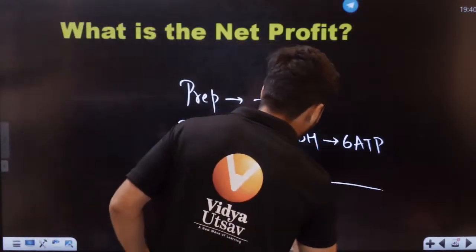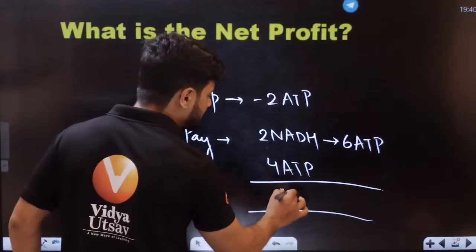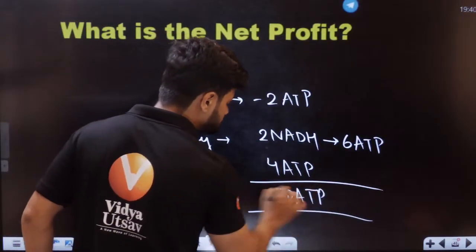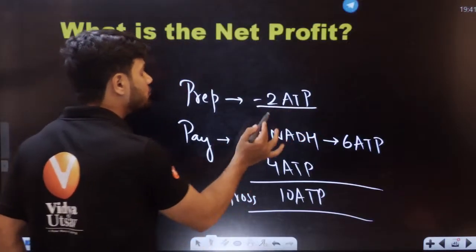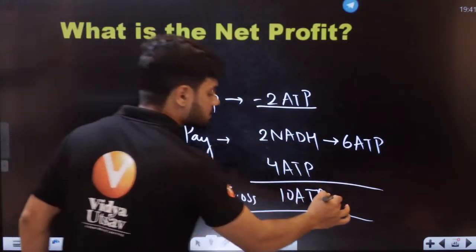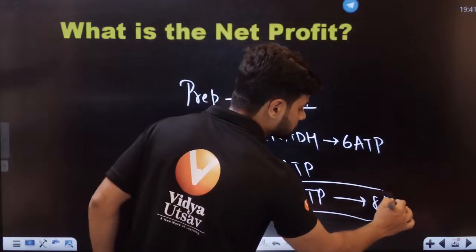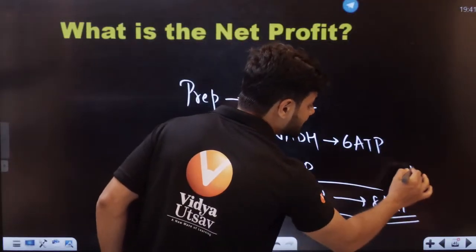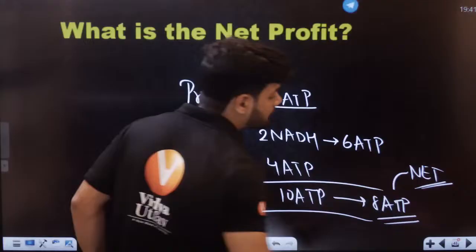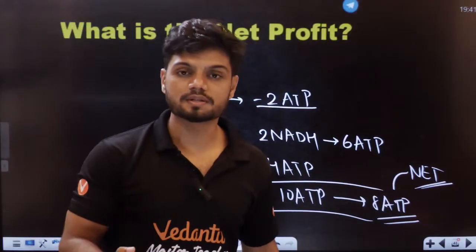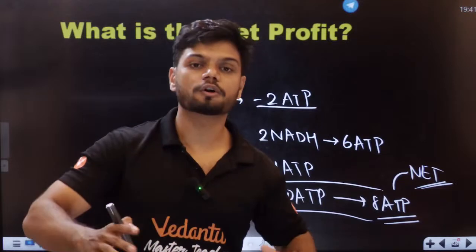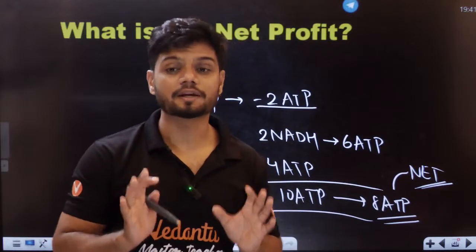Okay. So students, if you add everything here, 6 plus 4 is 10 ATP. This is the gross. Now if you remove the minus 2 ATP from the preparatory, 10 minus 2 is 8 ATP. This is the net gain of energy. This is the net gain of energy from glycolysis in our body, in any body.